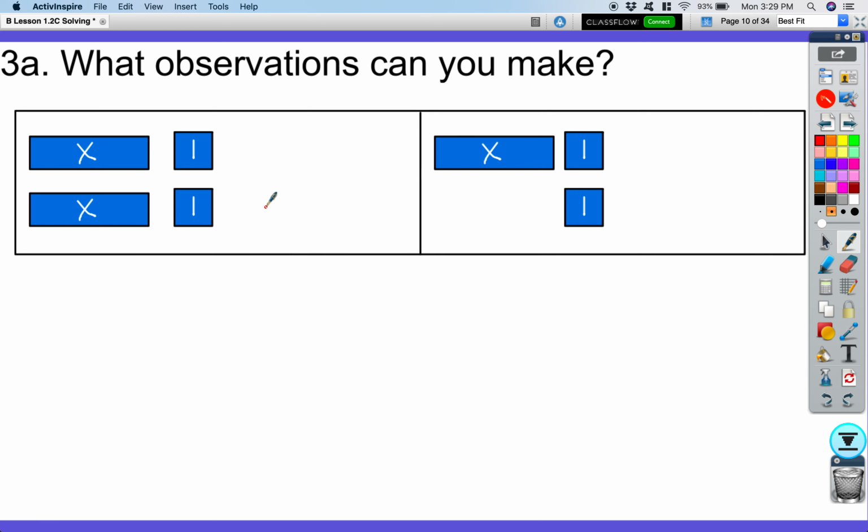What do you notice about this equation? Well, on the left side, the x's are 2x, and on the right side, there's 1x. So what I notice is the x values are not the same on both sides of the equal sign.